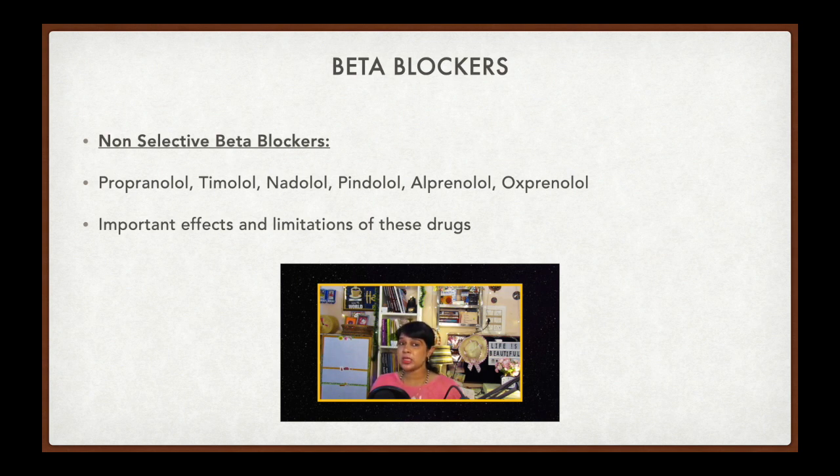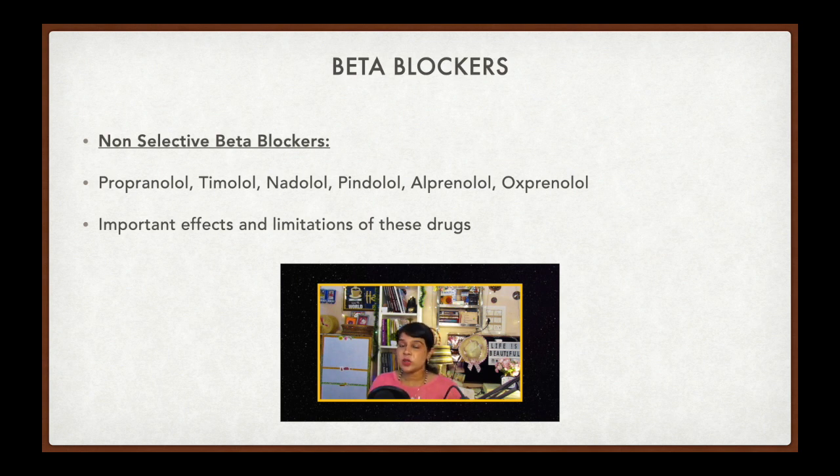If you use non-selective beta blockers on a long-term basis, they can adversely affect the lipid profile and they can cause glucose intolerance. Now, they cause bronchoconstriction, and they cause vasoconstriction because beta-2 is vasodilatory and they block the beta-2 receptors.